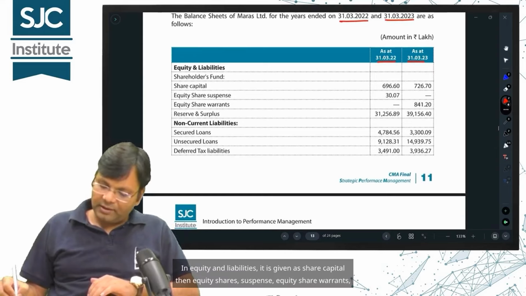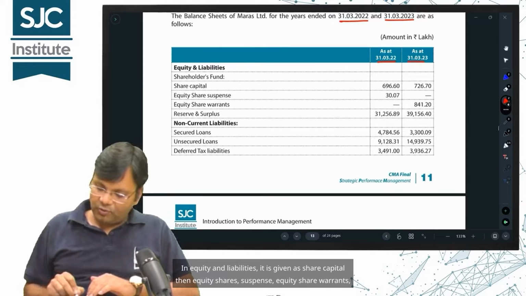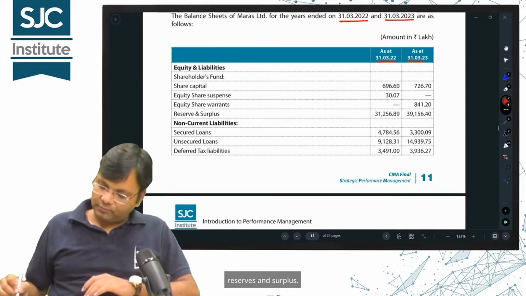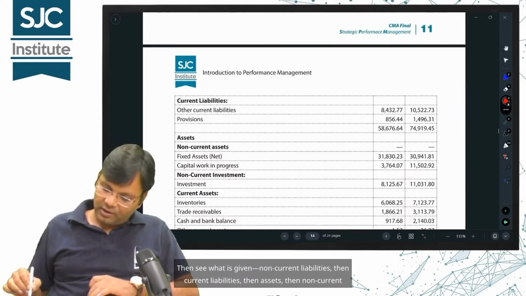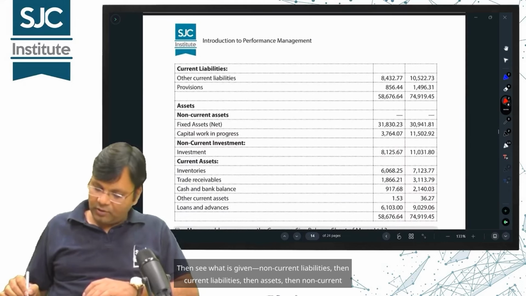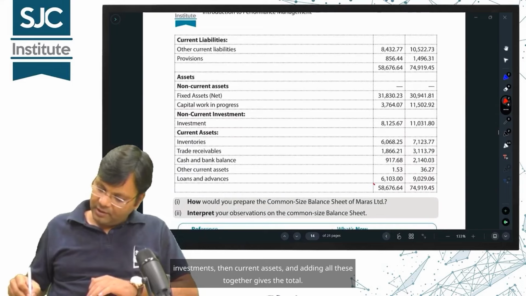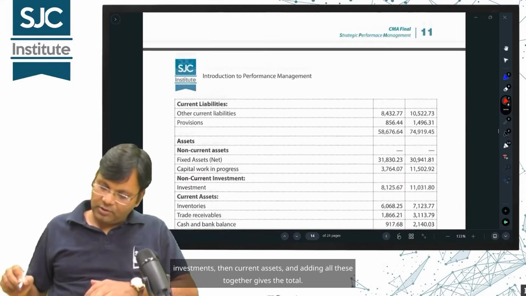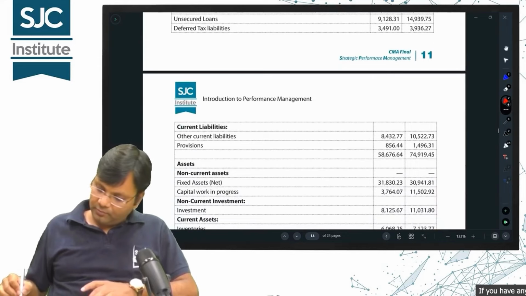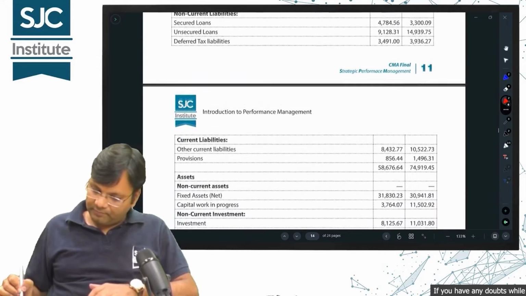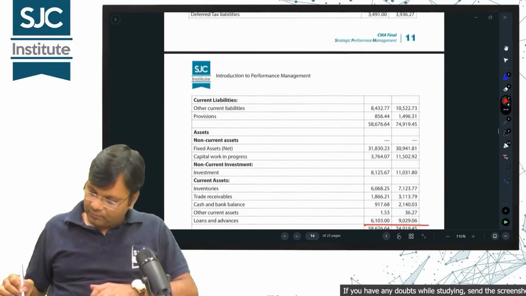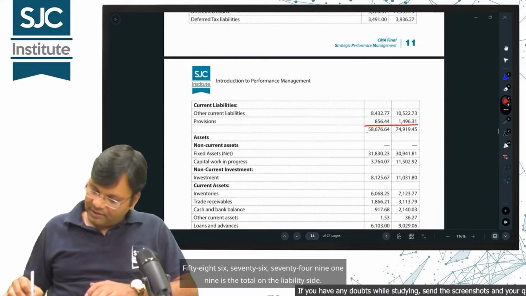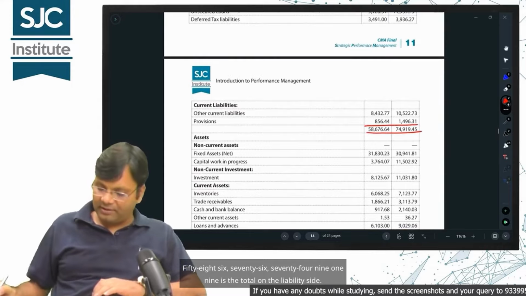In equity and liabilities, it is given as share capital, then equity shares, suspense, equity share warrants, reserves and surplus. Then see what is given, non-current liabilities, then current liabilities, then assets, then non-current investments, then current assets, and adding all these together gives the total. All of these together make up the total. Alright. $58,600, $76,000, $74,919 is the total on the liability side.